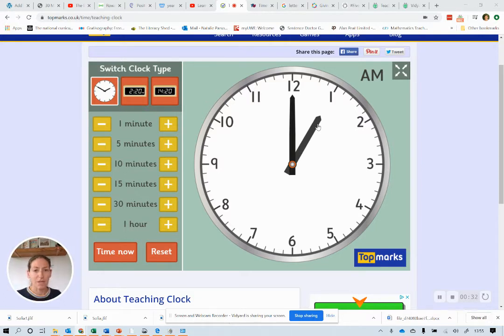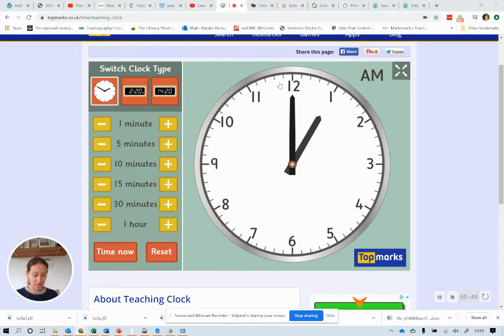Which one is the minute hand? Yeah, you got it. That's it. It's the longer hand. And that minute hand, it tells us how many minutes past, if it's on this side, or how many minutes to the hour it is, doesn't it?